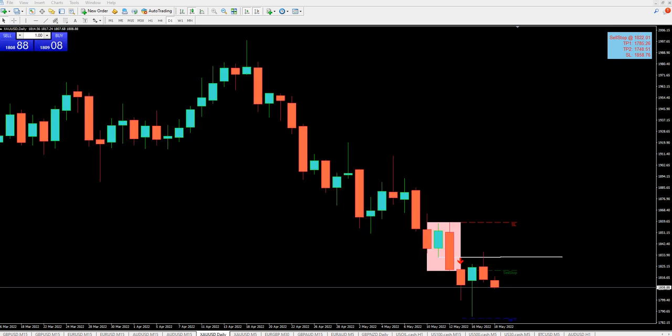Now here I've got the gold daily chart with the indicator on, and as we can see, this is a bearish example. The candle forms, and then it will give the suggestion of a sell stop. And we can see it just about hit take profit a couple days ago.